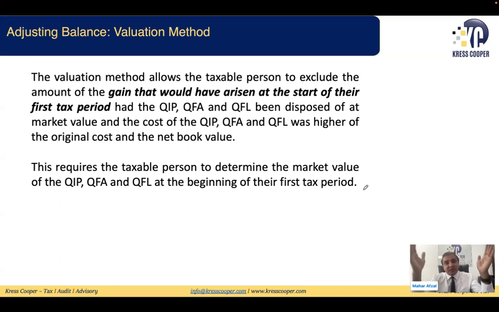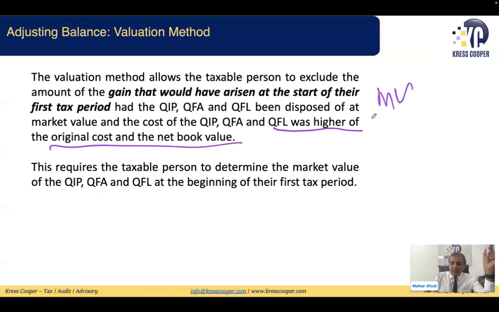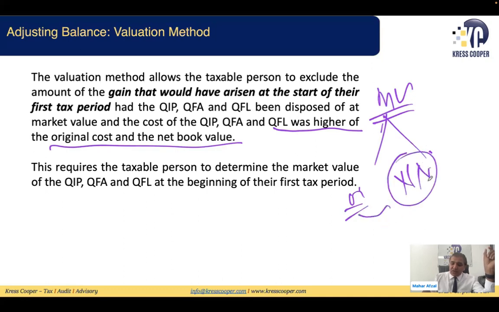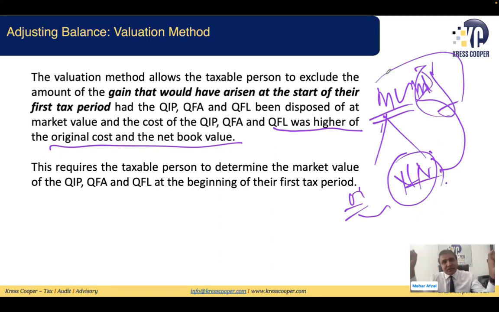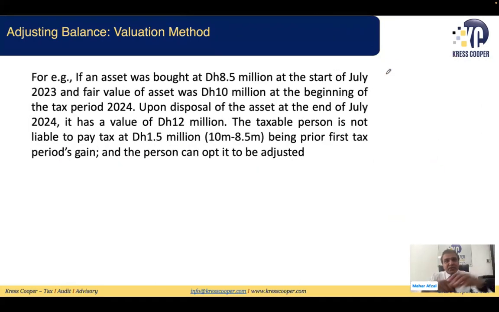We need to consider the difference between the market value and the original cost and net book value. This is very important: whenever we are considering market value, then cost will be the higher of the original cost or net book value. Out of these two, whatever is higher will be compared with the market value. The differential will be my gain. This gain should not be subject to tax after the introduction of the corporate tax law. Just look into this example.